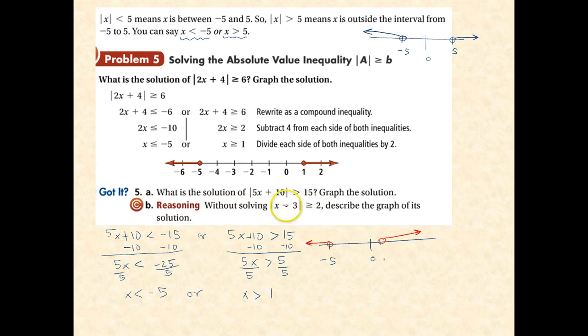For B, without solving this, can you describe the graph of its solution? Well, it's greater than or equal to 2, so it's going to have solid circles and arrows pointing outward. We would probably have to solve to figure out what numbers these were, but that's going to be the shape of the graph.